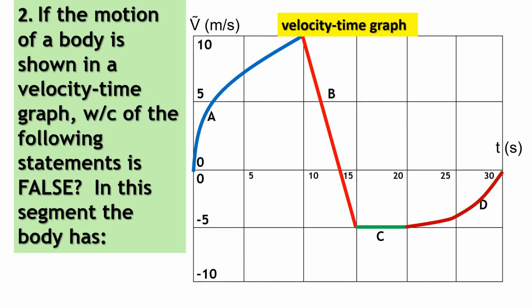All right, so I hope you were able to understand the meaning of each of these segments in the velocity time graph, because we will now look at the different statements that the question would like you to look at and identify which among those four statements is considered false. I hope you will be using our interpretation for the different segments A, B, C, and D in answering that question.